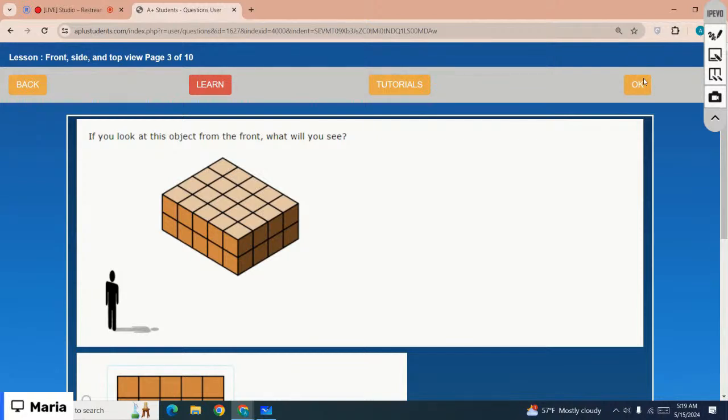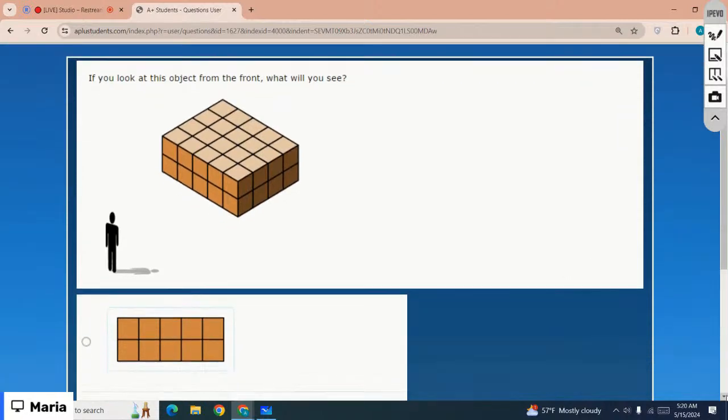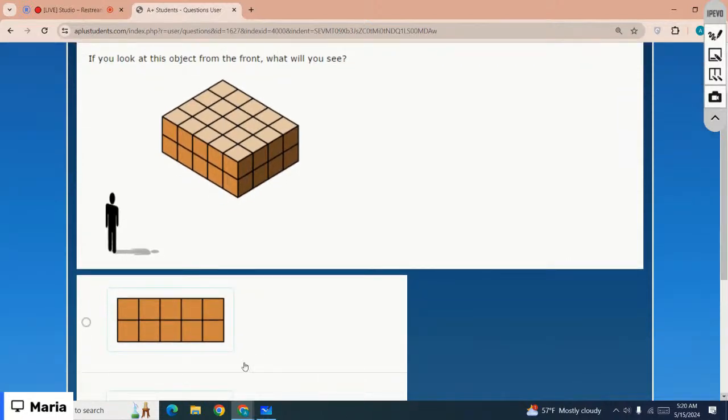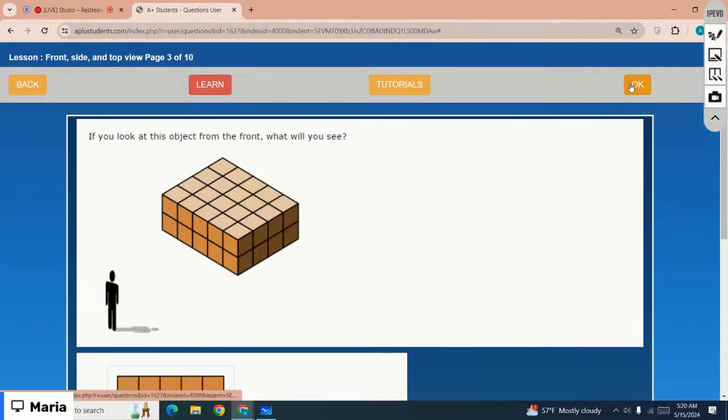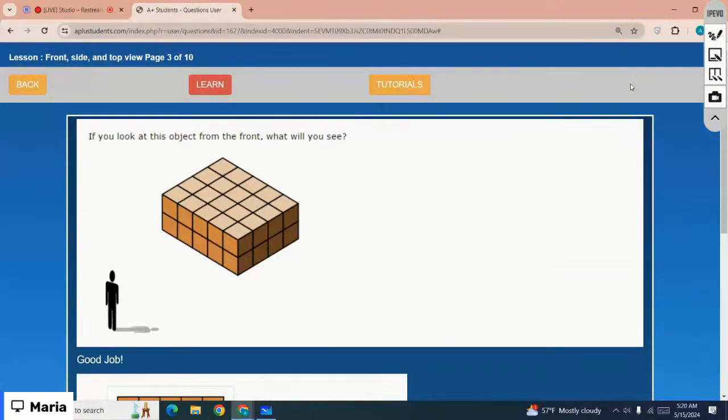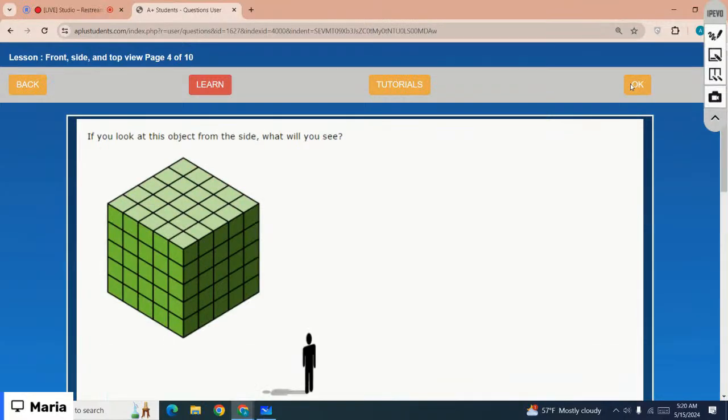If you look at this object from the front, what will you see? You are looking from this side, so you can see option number one is the correct option, right? You can see option number one. If you look at this object from the top, what will you see?